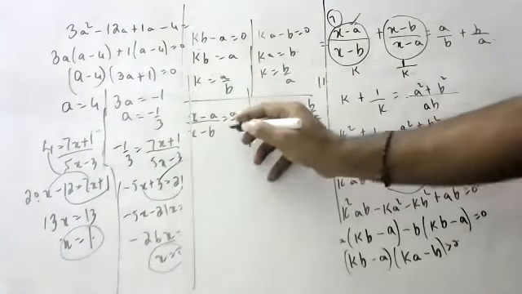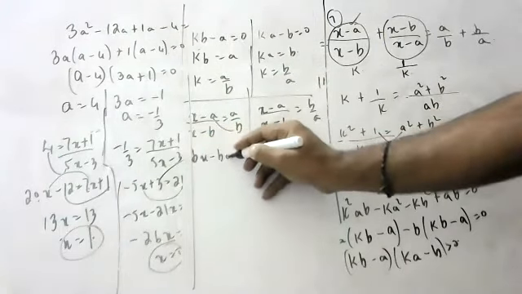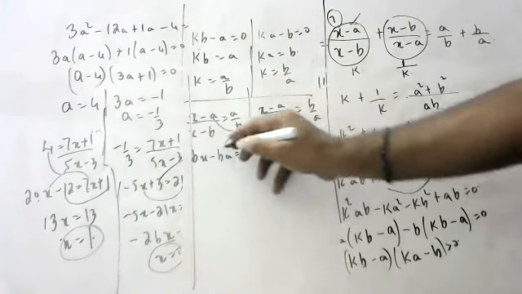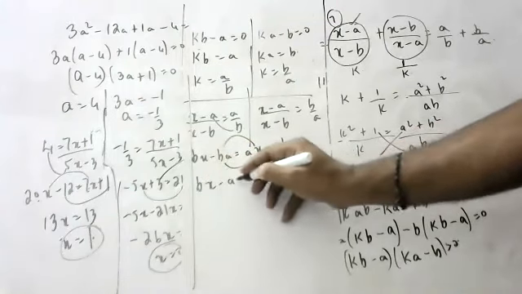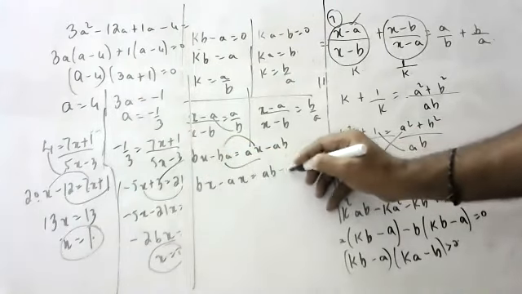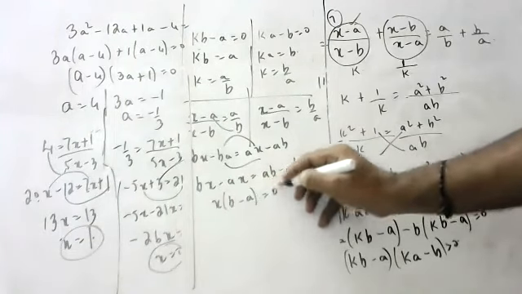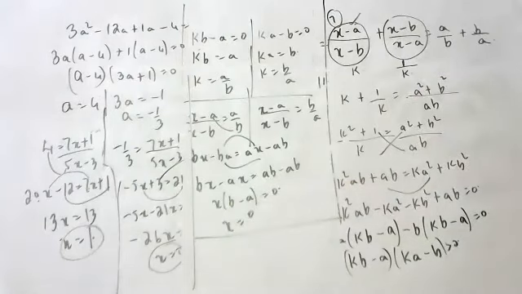Okay, so let's cross multiply, children. BX minus BA is equal to AX minus AB. This X is on one side, the other on the other side. BX minus AX is equal to BA minus AB. X you take common, children. B minus A is equal to 0. X is equal to 0 you got. One value is 0 you got, children.